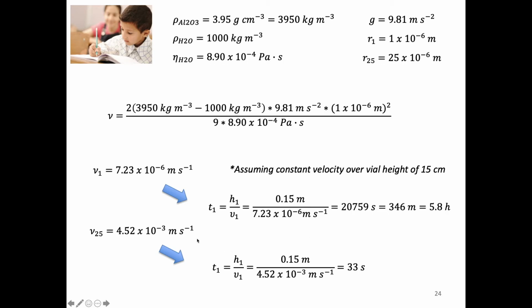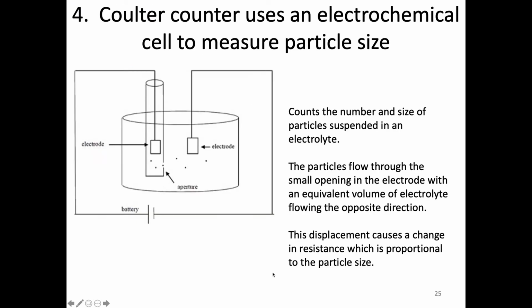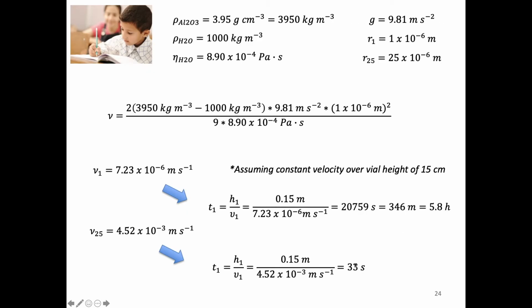Okay, so then if I go to the next one, I take the velocity for the 25 micron particle and do the same thing, same 15 centimeter height, but use the different velocity. Then I get, in units of seconds, 33 seconds. I didn't change the labels here, but this should be 25, 25, and 25. So all of these, the height is the same, but the velocity is for the 25 and the time is for the 25. So the 25 micron particle only takes 33 seconds, right?